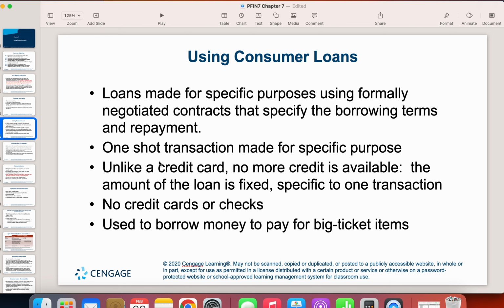Using consumer loans. They're normally loans made for specific purposes. They will have a formally negotiated contract that specifies the borrowing terms and repayment for a one-shot type of transaction. So unlike a credit card, no more credit is available. The amount of the loan is fixed. They don't involve credit cards or checks, and generally people are using consumer loans to borrow for big ticket items.